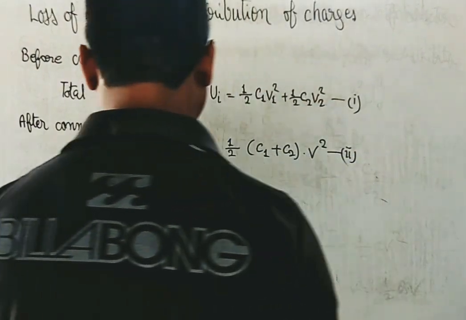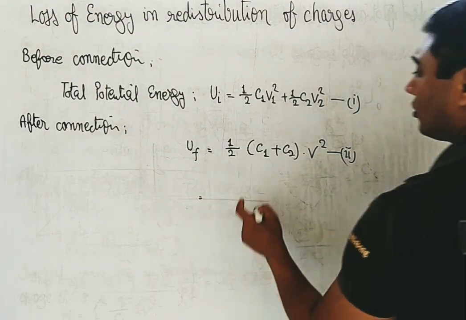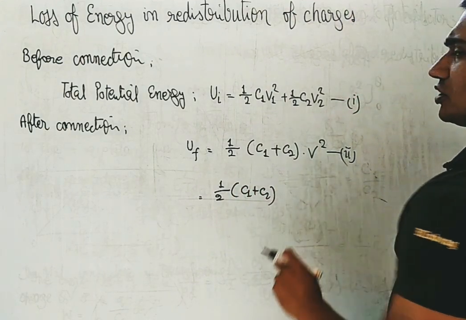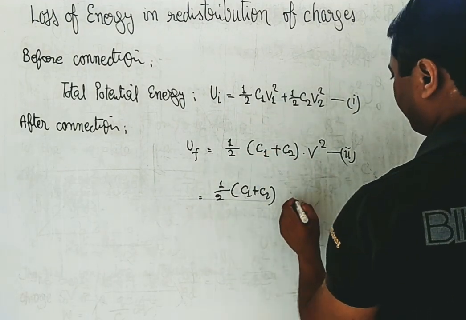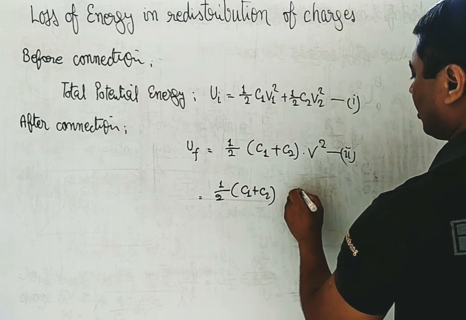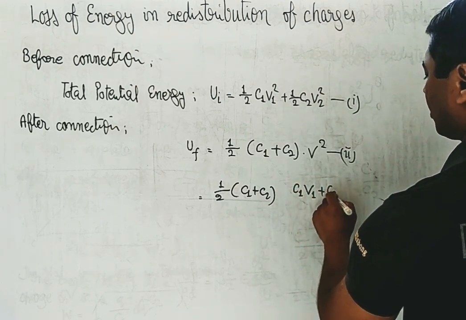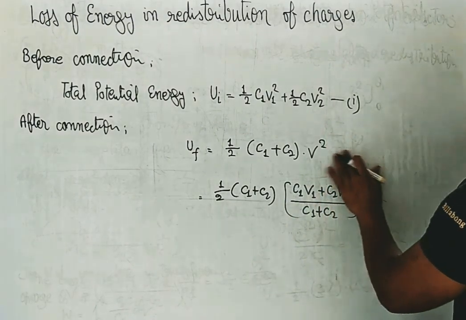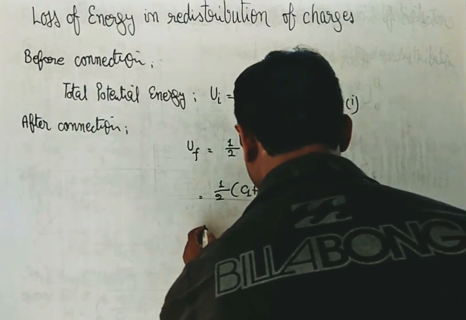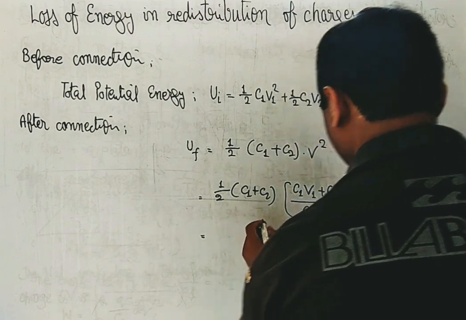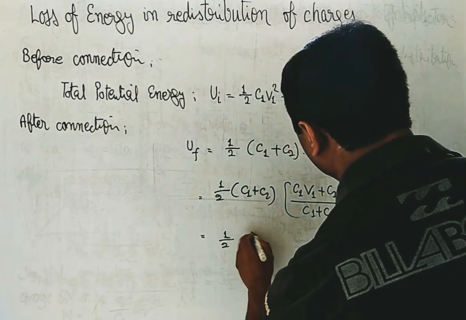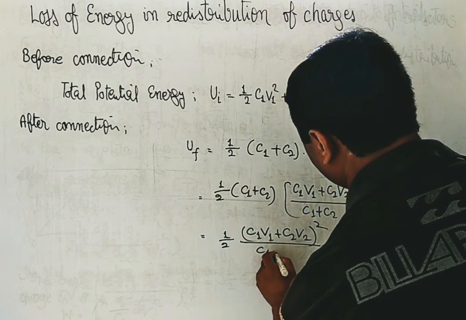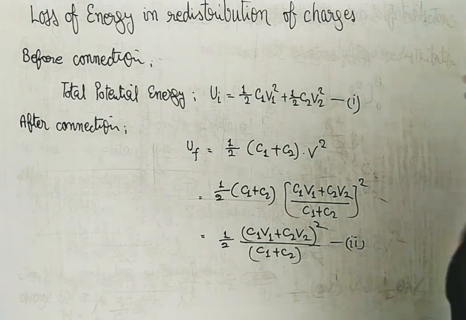So let's directly calculate the value of UF as half C1 plus C2 with us. Now the common potential we can place as we obtained in the previous topic. So this would be C1 V1 plus C2 V2 upon C1 plus C2, and its square. Don't call this equation number 2 right now. Let's simplify this. On simplification, the C1 plus C2 gets cancelled. So there's half into C1 V1 plus C2 V2 square upon C1 plus C2. Now you call this equation number 2.